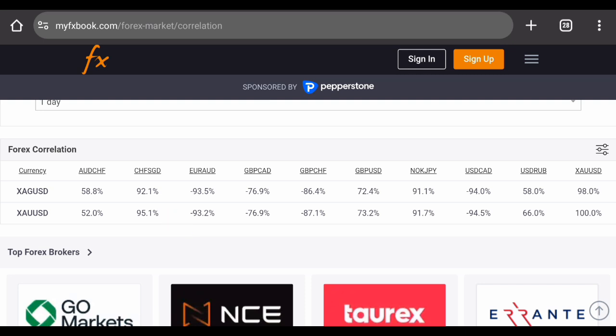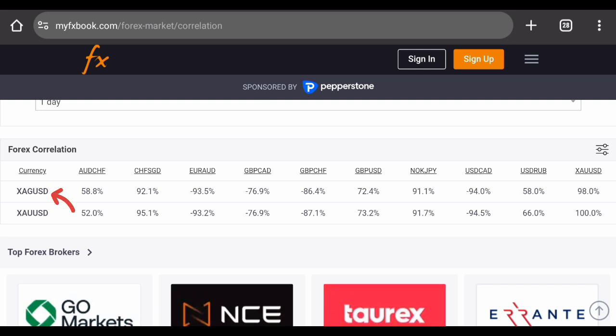So what does this mean? This means that 95.1% of the time, at the end of the day, this currency CHF/SGD will end the day with the same direction as gold. And for silver, it also means that 92% of the time this currency usually ends the day with the same direction as silver.